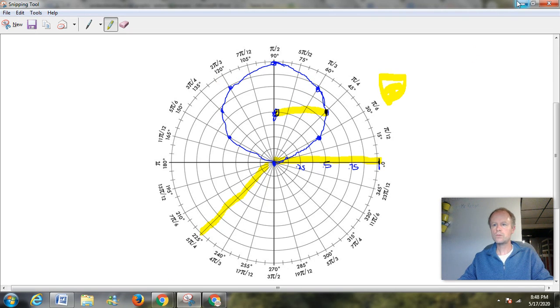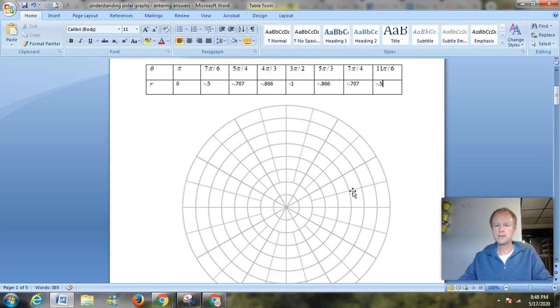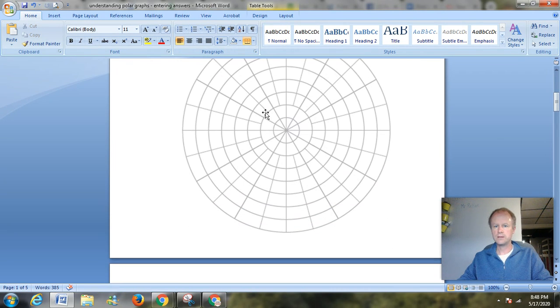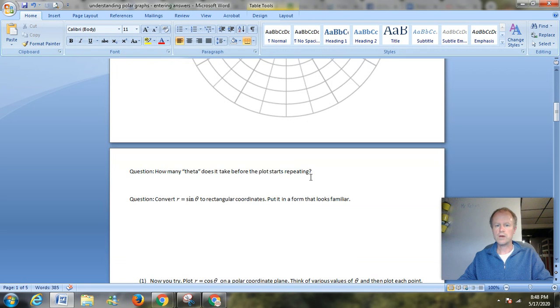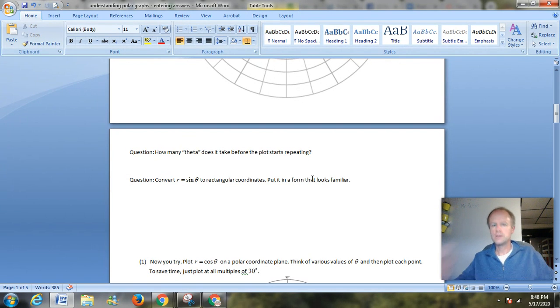So let's go back to this. After you've graphed it and you've got your nice circle, there's a few questions. First question is, how many theta does it take for the plot to start repeating? Well, we saw that after pi we got the same exact points. They just were in the negative, so they landed on the old points. The next question is the one we're going to need to do a little bit more work on. Convert r equals sine of theta into rectangular coordinates, so put it into a form that looks familiar.